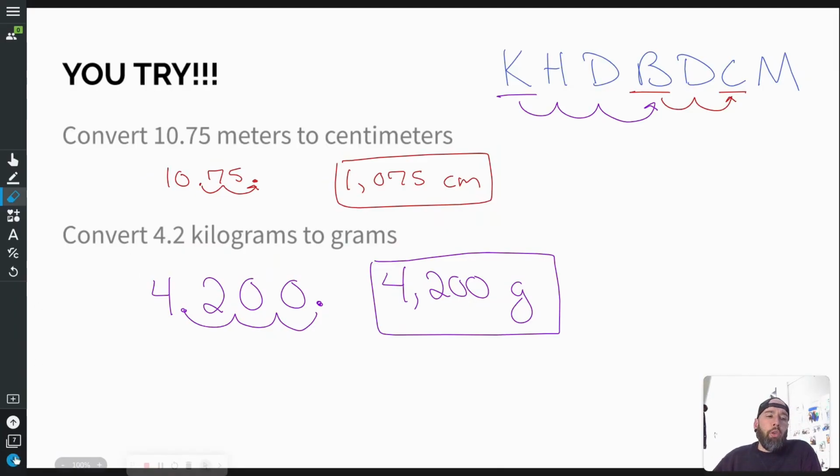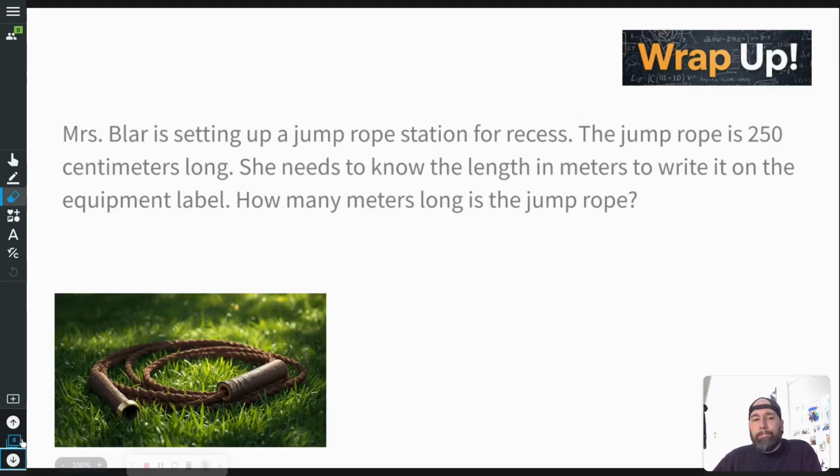All right, word problem time. Mrs. Blar is setting up a jump rope station for recess. The jump rope is 250 centimeters long. She needs to know the length in meters to write it out on the equipment label. How many meters long is the jump rope?